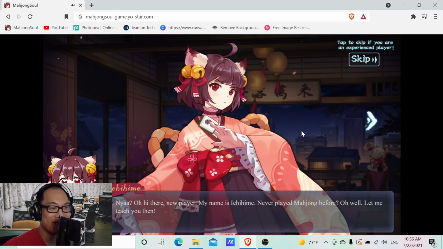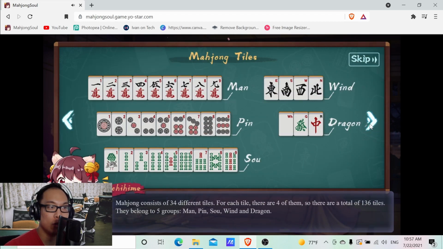All right. So then you're greeted by Ichihime. She's the staple character in this game. If it's your first time playing Mahjong, it's a little bit of an intro. She shows you a tutorial on how to play. You have the character suits, the circle suits, the bamboo suits, and the honor tiles, which are the winds and the dragons.